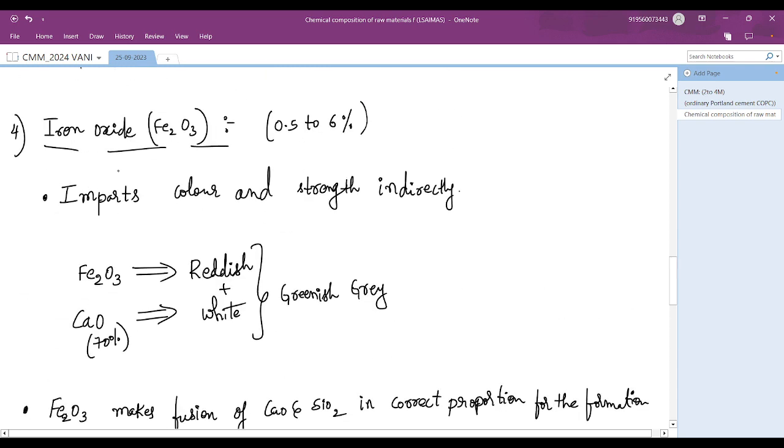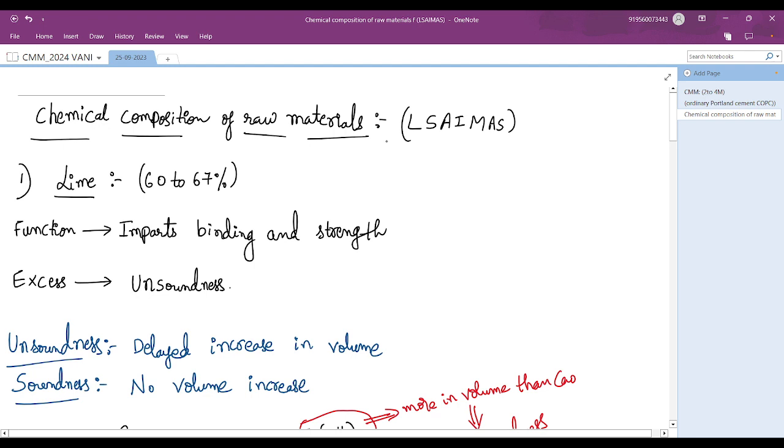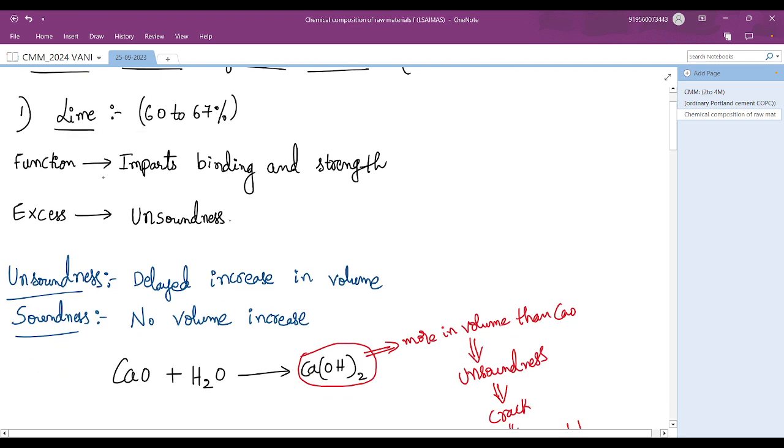Clear with all these various oxides that are present in the raw materials of the cement, all of you? So, what are the various oxides? Once again, I'll repeat: calcium oxide, silicon dioxide, aluminum trioxide, ferric oxide, magnesium oxide, alkalis, that is sodium and potassium oxide, and sulfur trioxide, LCIMAS. And these are the functions. So lime is present in a major amount in cement, around 60 to 67%, which imparts binding and strength, and excess causes unsoundness, which I explained in detail.